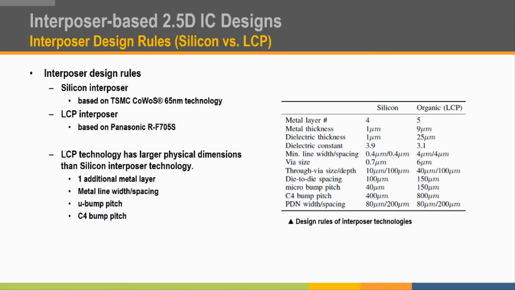In this work, we designed two 2.5D ICs based on silicon and LCP interposers. We choose silicon interposer technology based on TSMC CoWoS and LCP interposer based on Panasonic RF705S. When compared to silicon, LCP has one additional metal layer and larger physical dimensions in metal line pitch, micro bump pitch, and C4 bump pitch.